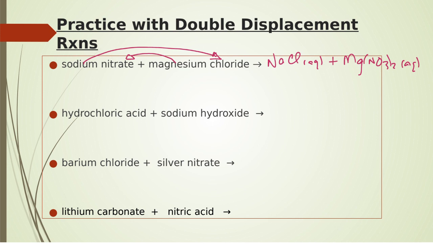So if we write out the formula for magnesium nitrate, then we know it will dissolve in water and it will also be AQ. So you see here that both of my products dissolve in water. I don't have a chemical change happening. I do not form a solid. I do not form a liquid. I do not form a gas. So this reaction does not occur.